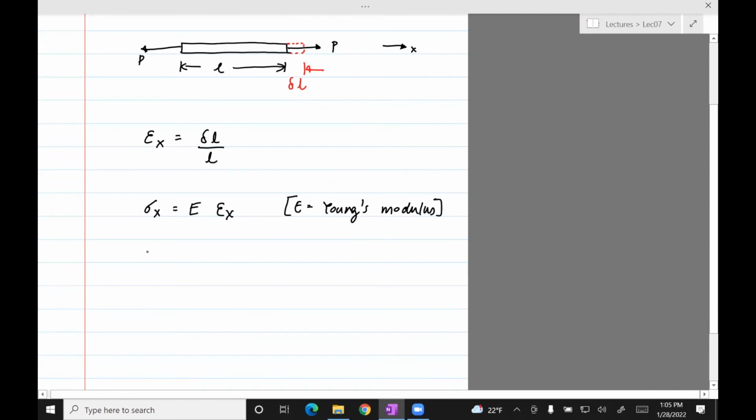So that strain epsilon y is given by the Poisson's ratio, mu, times epsilon x, and epsilon z is going to be the Poisson's ratio times epsilon x, where this symbol is the Poisson's ratio.